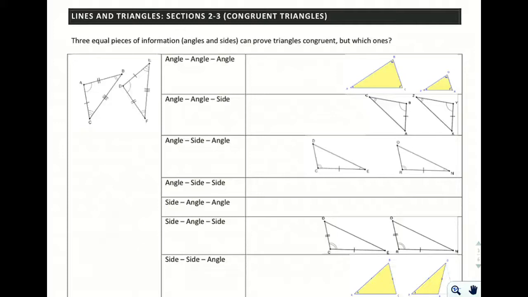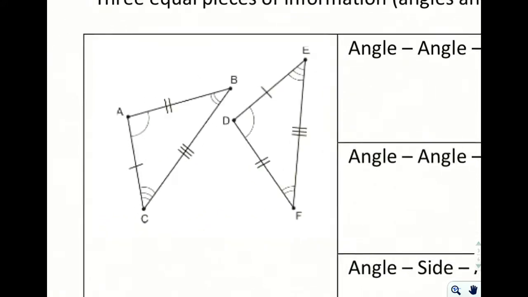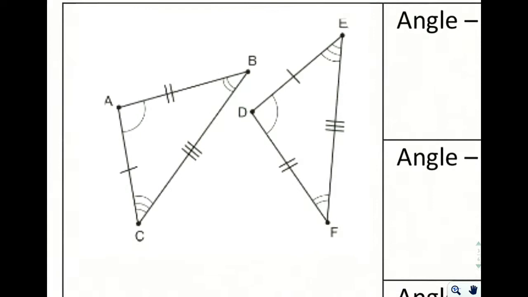In sections 2 and 3, we're looking at triangle congruence. And if we remember from earlier, congruence is when two things are exactly the same shape and size. You can flip it, turn it, mirror it, anything like that, but it's when they are the same size and shape. And here we have two triangles on the left. And these two triangles are the same size and the same shape.